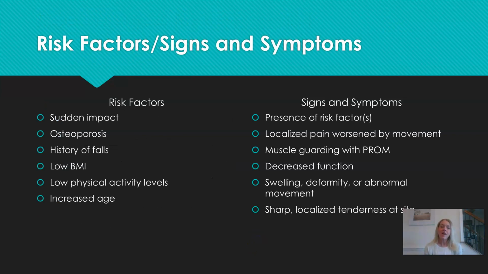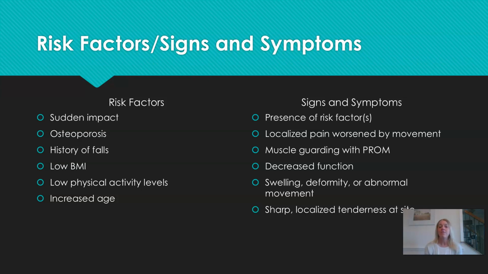Risk factors for a fracture are usually sudden impact. These are usually some sort of macro trauma, some direct trauma to a bone. Osteoporosis increases the incidence of fractures, again, because their bones are weaker, so even something minor can potentially lead to a fracture. A history of falls, low BMI, low physical activity levels, and increased age, and that makes sense.